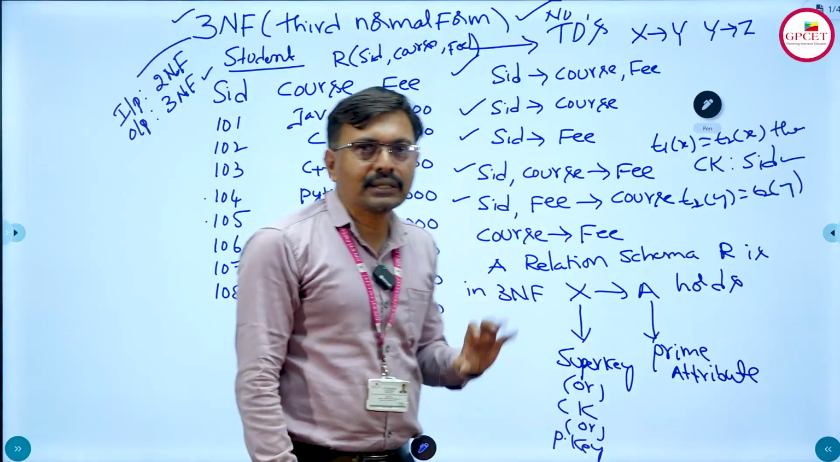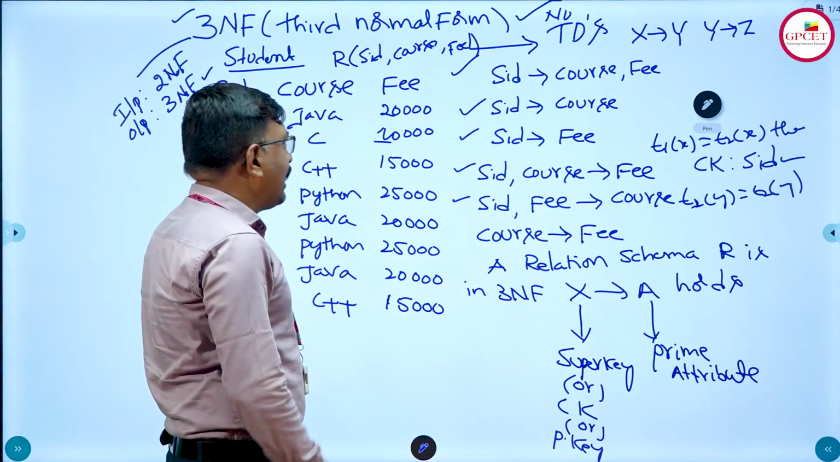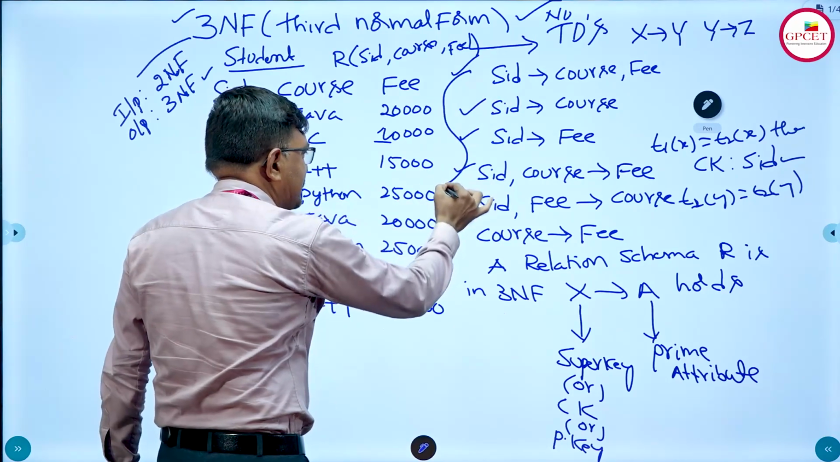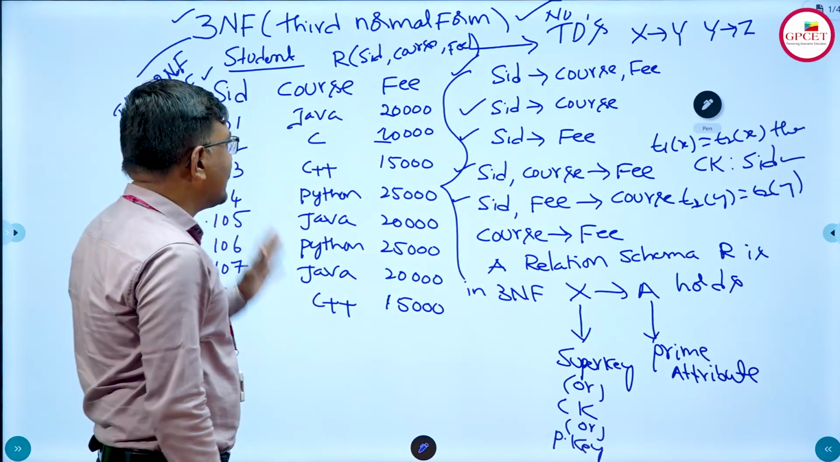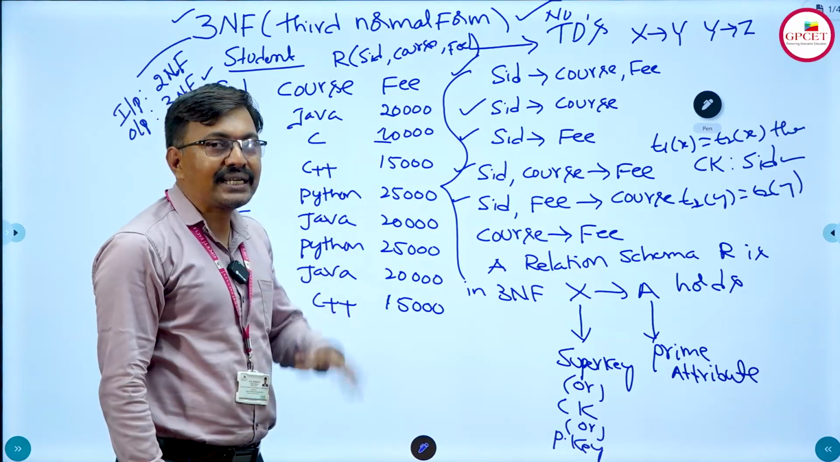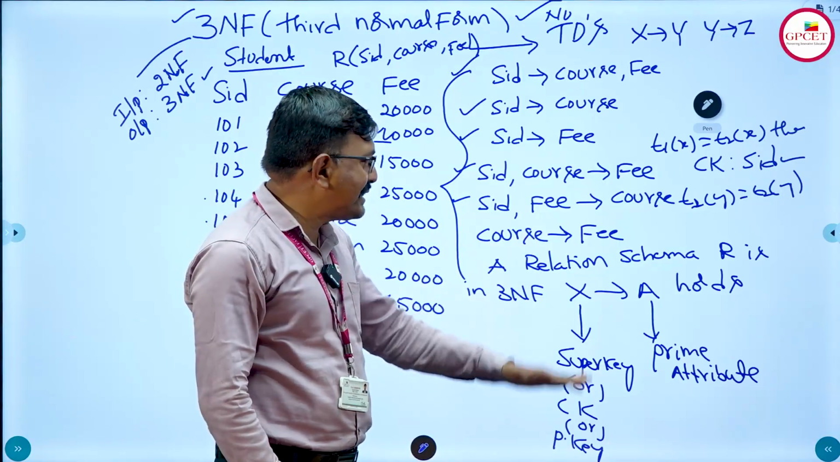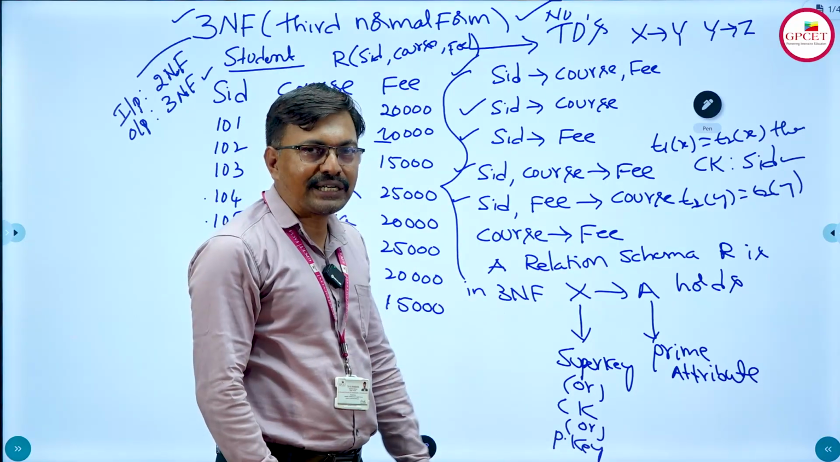T1 and T2 are the tuples, x and y are the attributes. That's why, observe here, all these functional dependencies are satisfied. But what is the third normal form? Third normal form says that a relation schema R is in third normal form if for X tends to A holds, either X is a key or A should be a prime attribute.